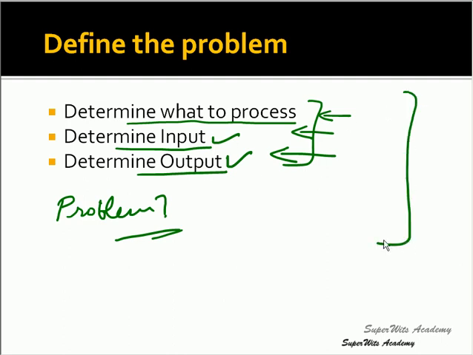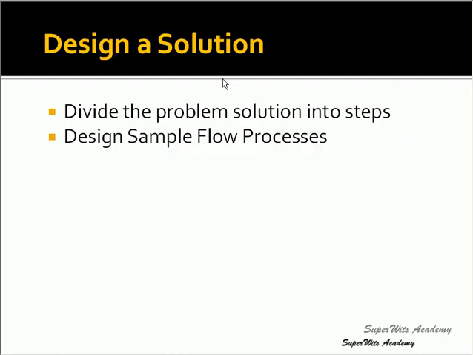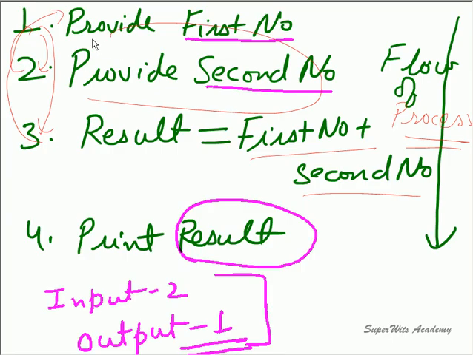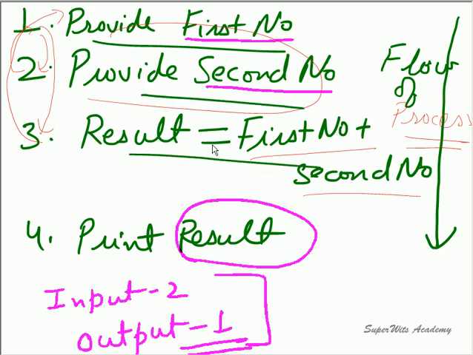So once you are done with these determinations, then you move to the next thing, that you design a solution. Now designing of the solution is what we have done here, right? So you simply provide these formal steps: you need to provide first number, second number, result is to be calculated by adding first number and second number, and then print result. Now these are very casual things.